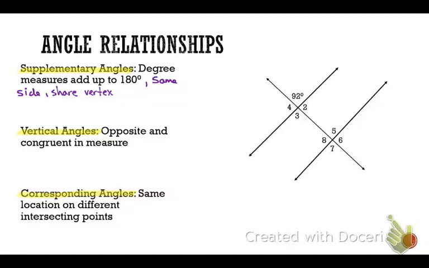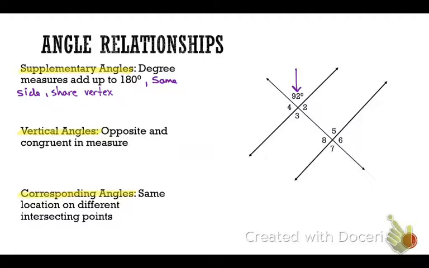These angles are in the same location, but on different intersecting points. So do you see how I have a cluster here up in the top? And then I have another cluster a little bit lower. Do you guys see that? So do you see that 92 is in the top section of that intersecting point? So angle 5 is in the same location on the other intersecting point. So my rule says that corresponding angles will have the same measure. So angle 5 would be 92 degrees. All right? Any questions?